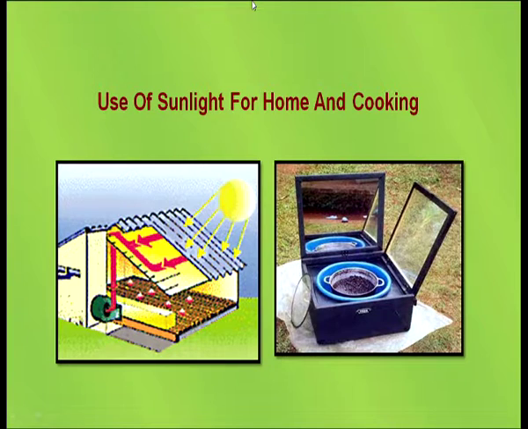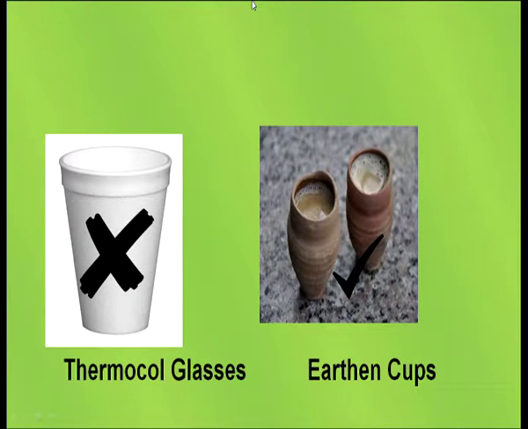Here is a picture of use of sunlight for home and daily cooking by using solar cookers. Here is a picture of a thermocol glass and earthen cups. We can see that the thermocol glass over here represents a non-biodegradable form of an article and it is non-eco-friendly. Here is another picture of earthen cups which are biodegradable and eco-friendly.